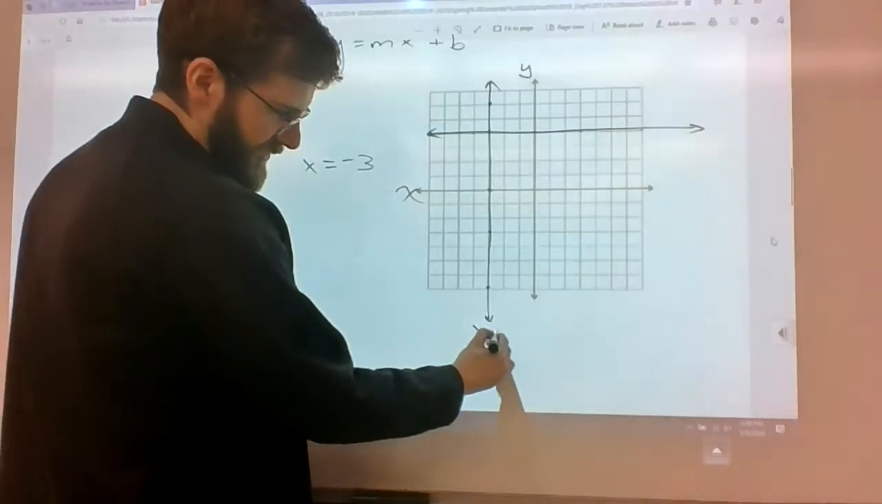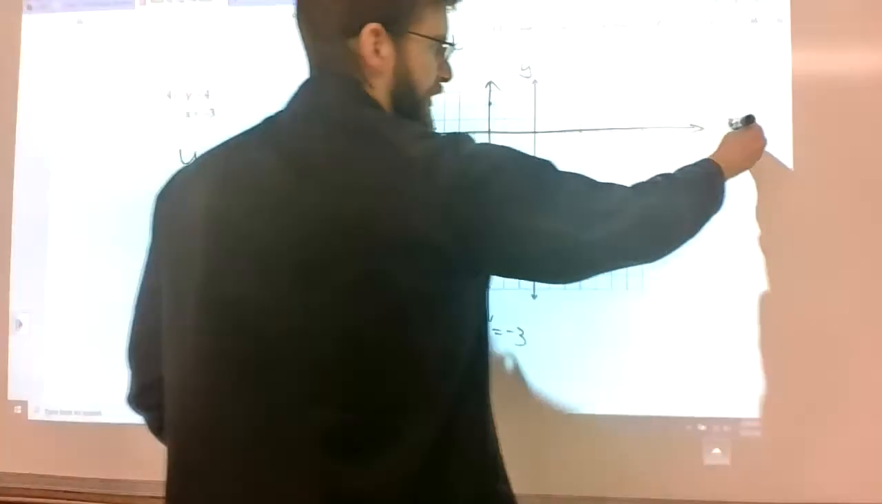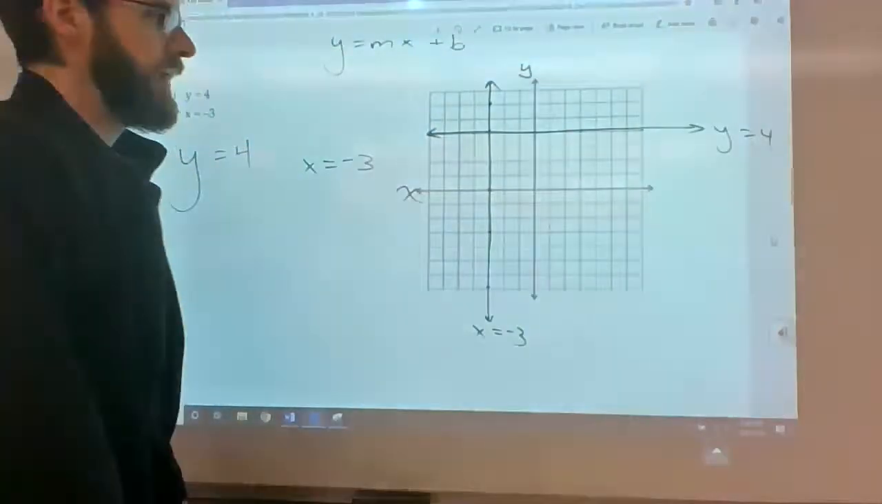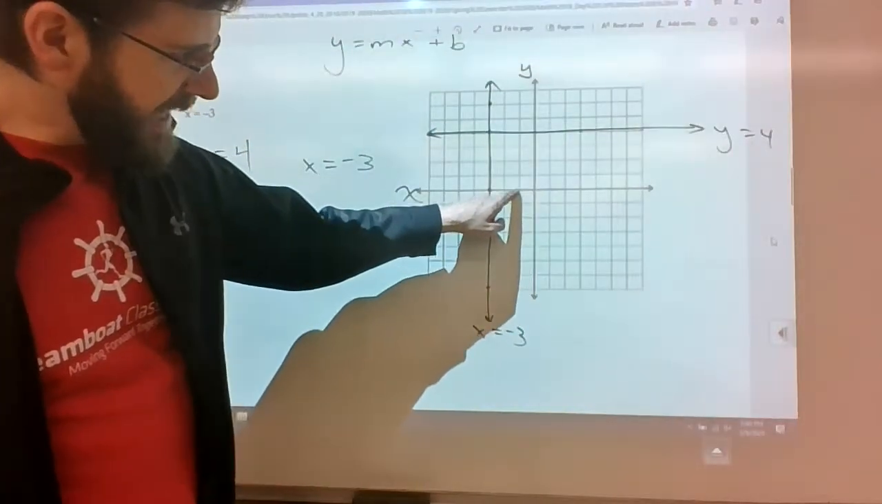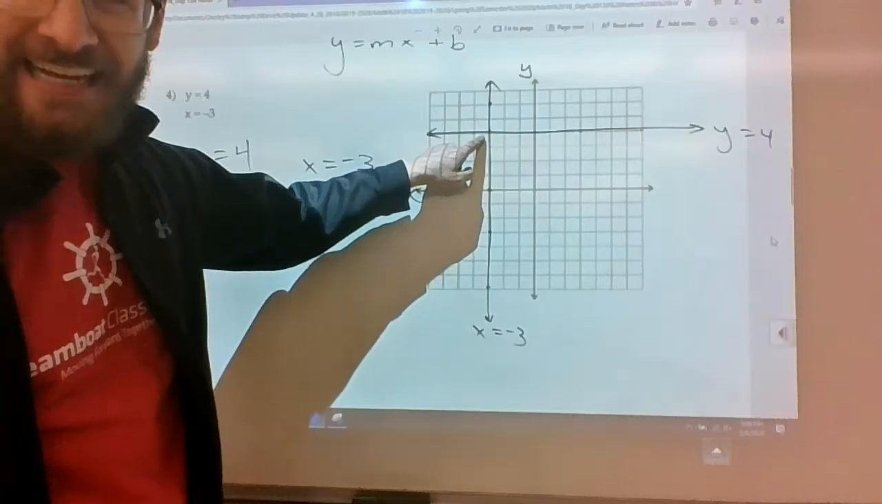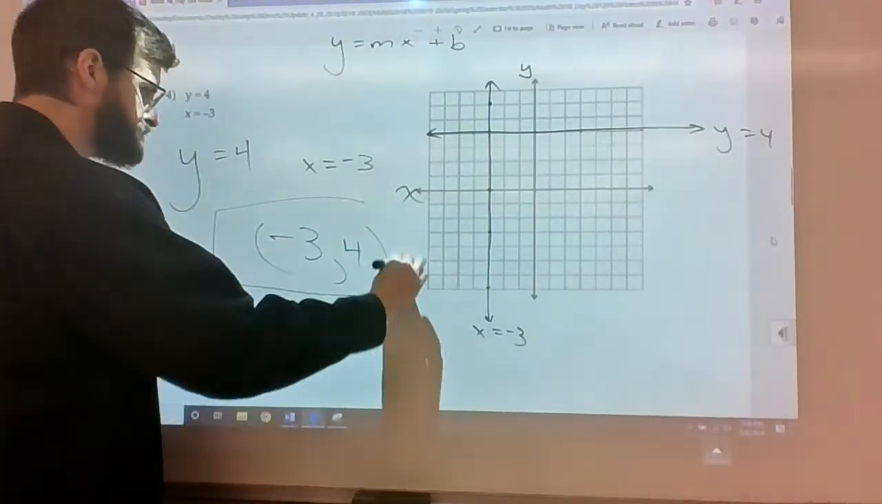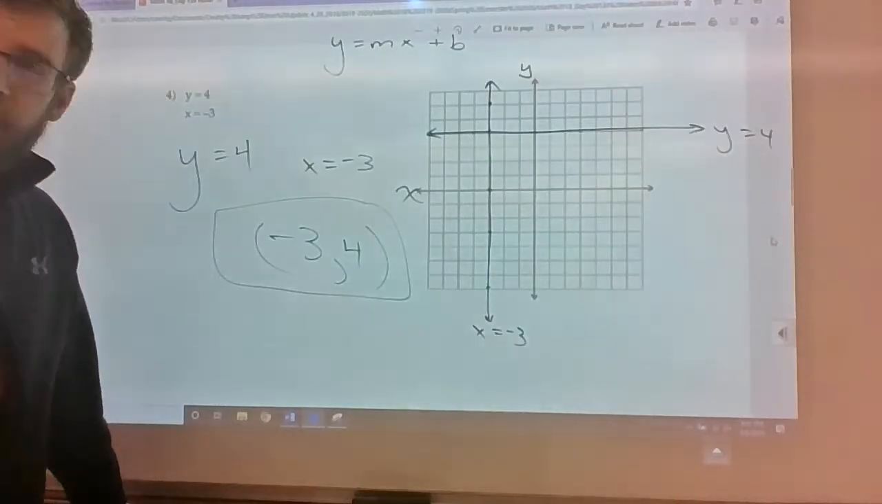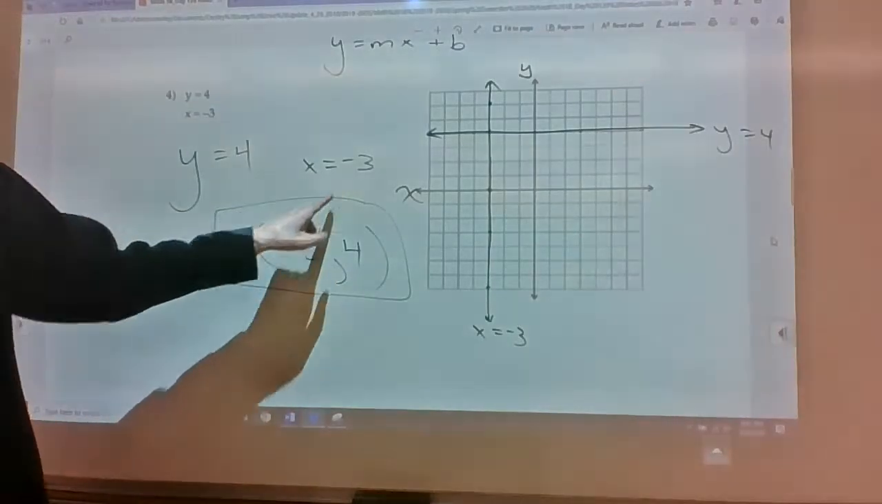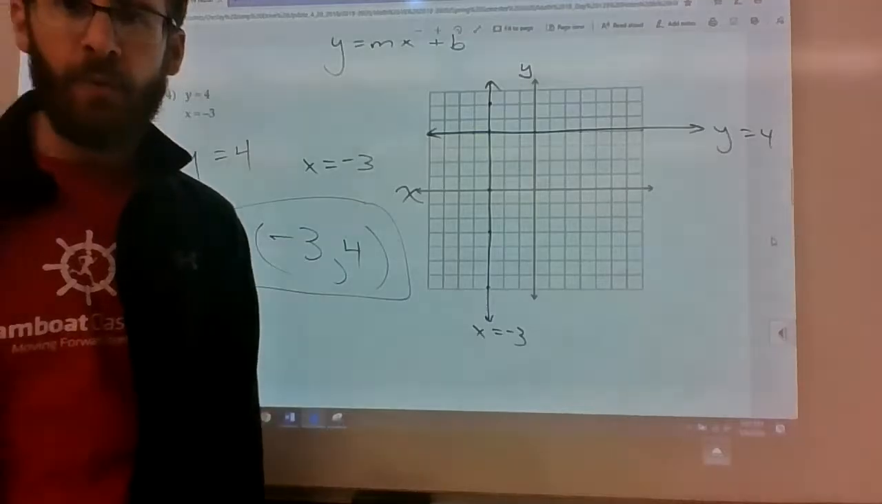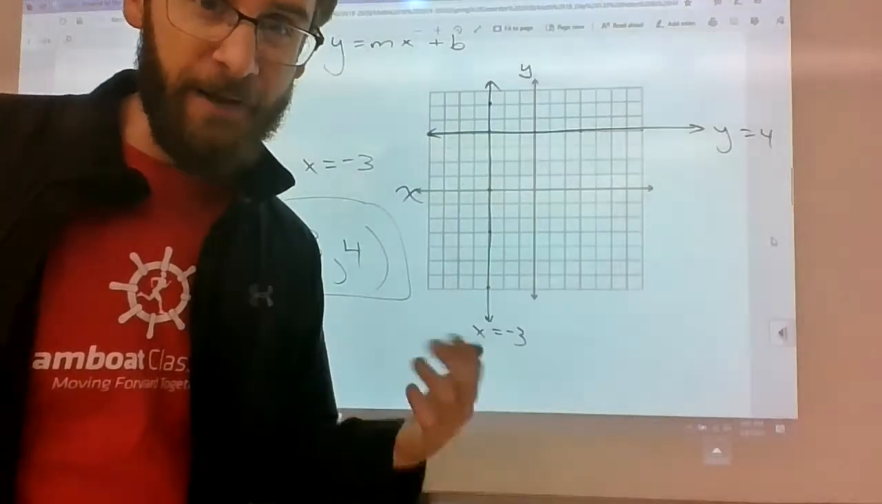So, this was x equals negative 3. This is y equals 4. The place where it intersects is left 3, up 4. Negative 3, 4. Which makes sense. X equals negative 3, y equals 4. We probably could have given that answer without even graphing it, yeah?